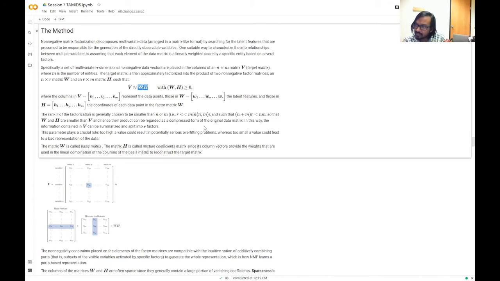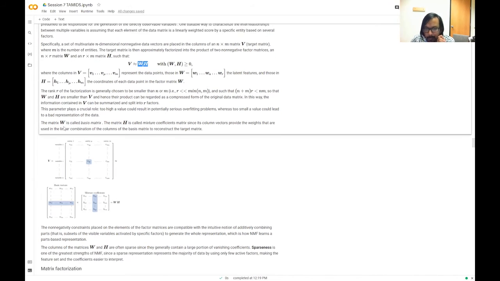So we are trying to approximate the matrix V by the product of two matrices W and H, right? Our original is phi, and our approximation is W times H. This W is called the basis matrix, and the matrix H is called the mixture coefficient matrix, because its column vectors correspond to the weights or coefficients used in the linear combination of the columns of the basis matrix.